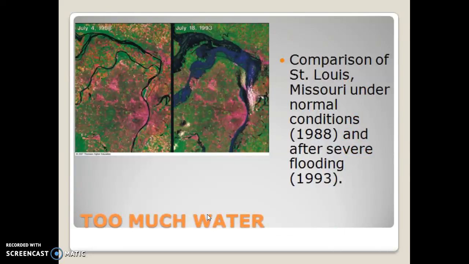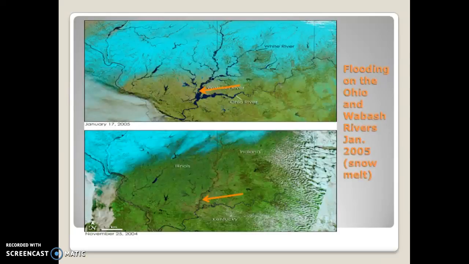So just some examples of some flooding areas. This is St. Louis, Missouri. You have the river coming through there. You can see it in the normal stage and then in the flood stage. This is the Ohio and the Wabash River, so they join up. There's the Wabash River coming down, Ohio River coming across. This is in flood stage, in the normal stage. The snow is still on the ground here.